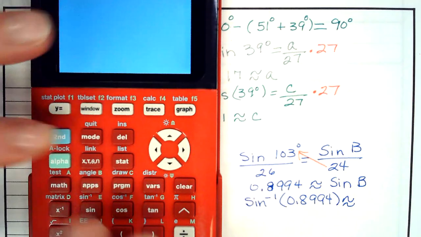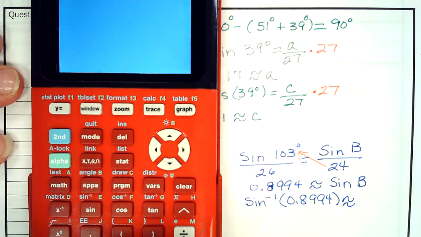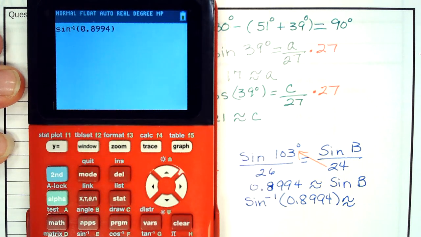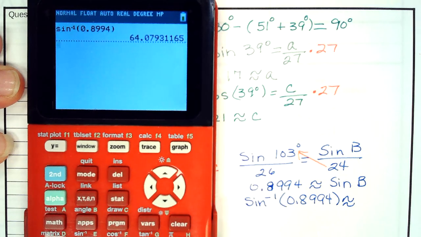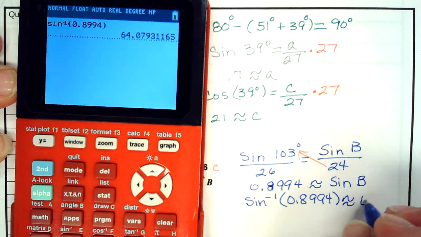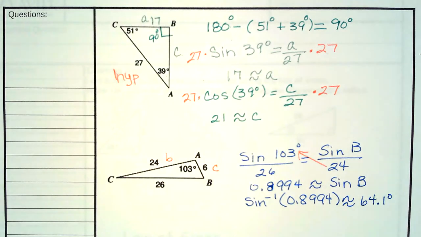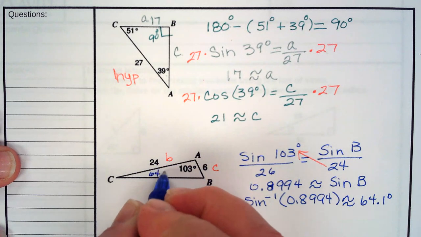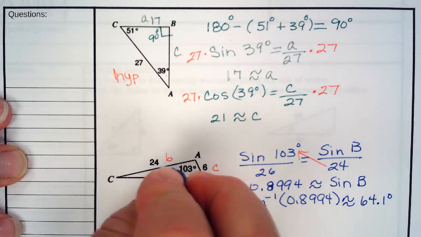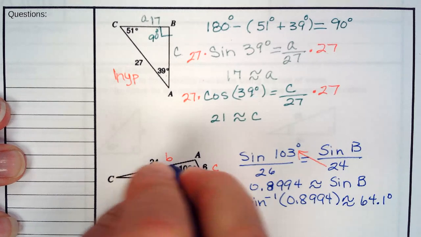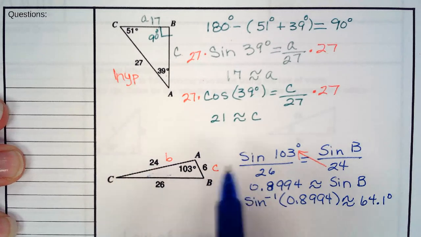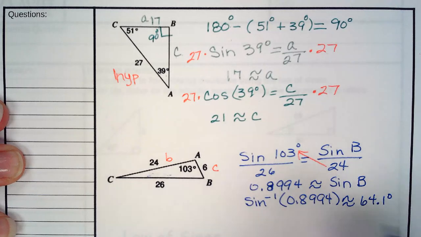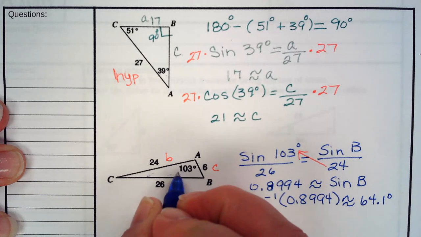So second sine 0.8994, close it off, and I get 64.1 degrees. Now, for me, oh, this is actually B, isn't it? For me, I would now use the triangle sum theorem because it's quicker and easier.